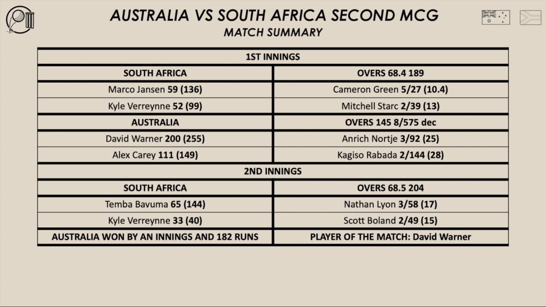South Africa in their second innings were bowled out for 204. Bavuma top scored with 65 and Lyon took 3 wickets for Australia. Australia won by an innings and 182 runs and David Warner was named player of the match.